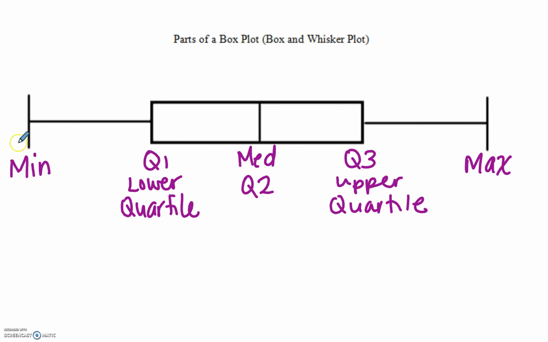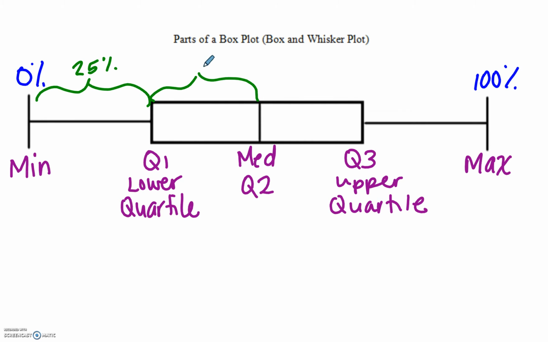And then that third line is Q3, which is our upper quartile. If we're looking at this line, our minimum, it is 0% of the data, while our max would represent 100% of our data. From our minimum to Q1, we have 25% of our overall data.